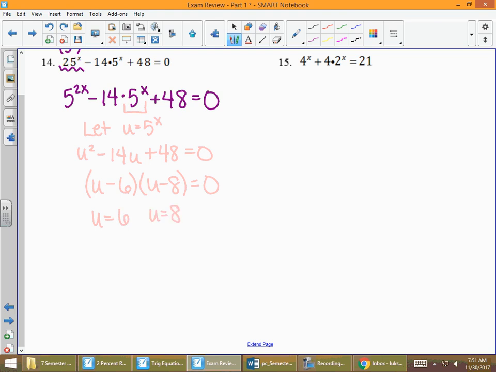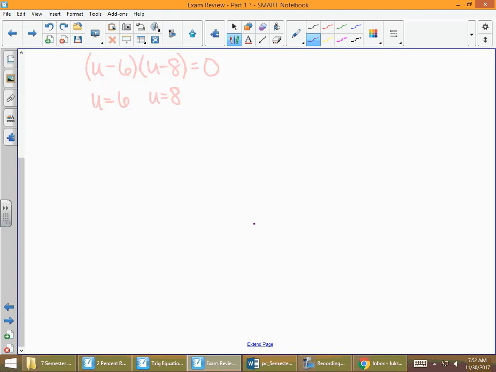On your exam, you're not going to see those as solutions because we're not done yet. You have to remember to substitute what your U was back in. So we said U was 5 to the x. So 5 to the x equals 6, and 5 to the x equals 8.